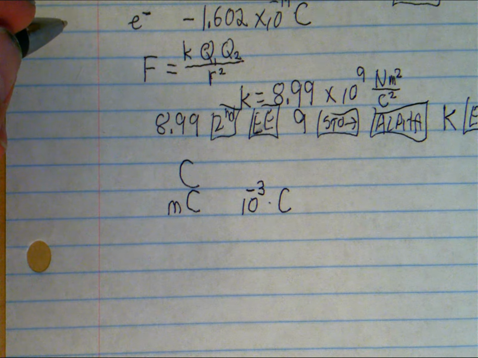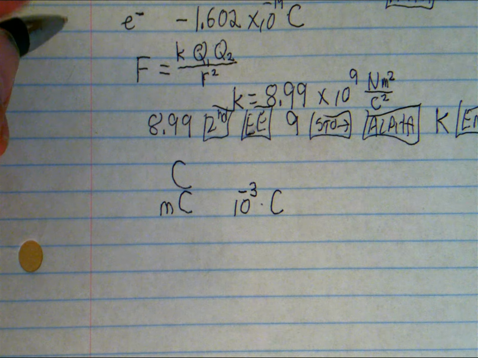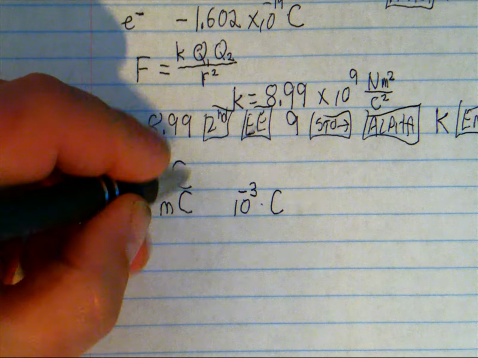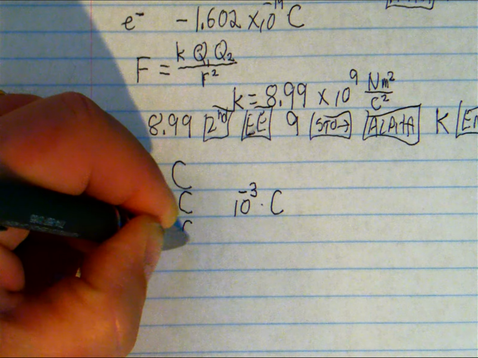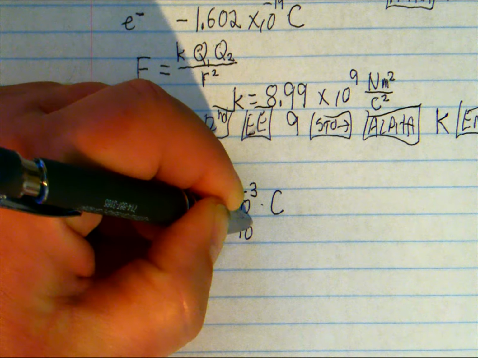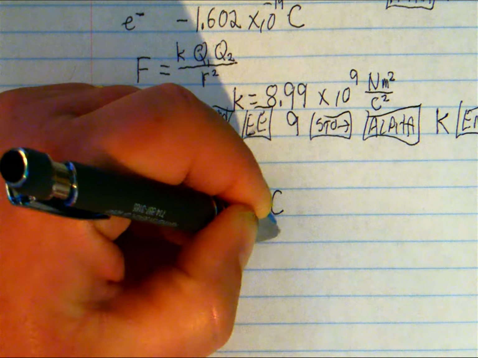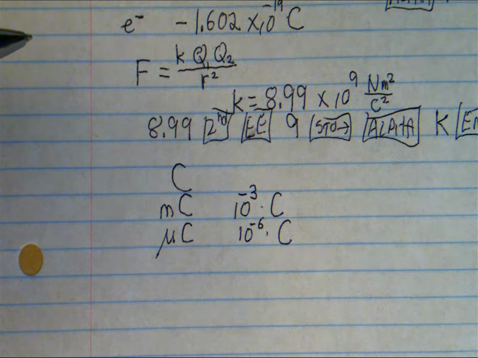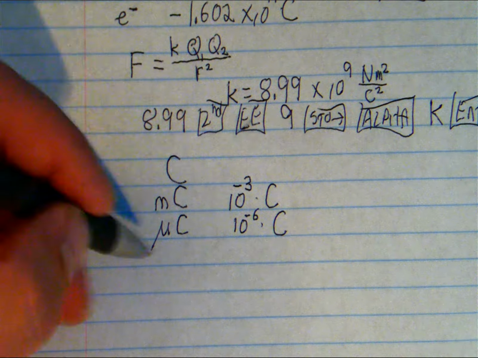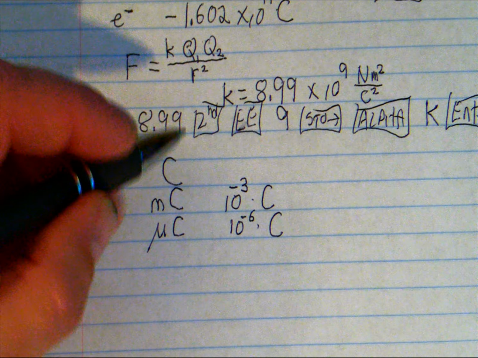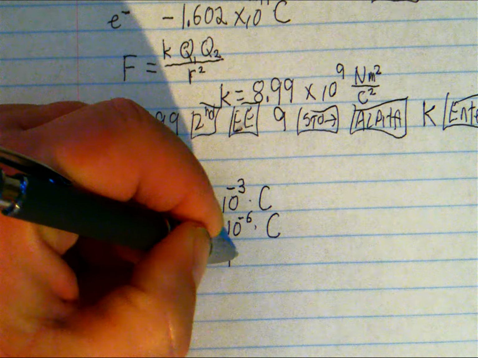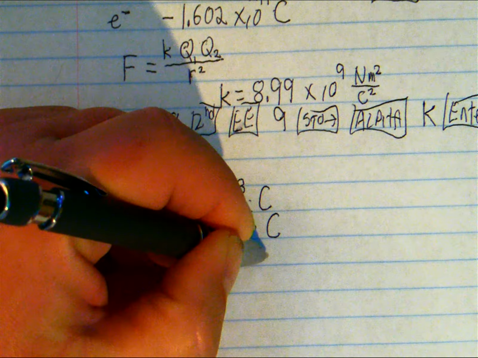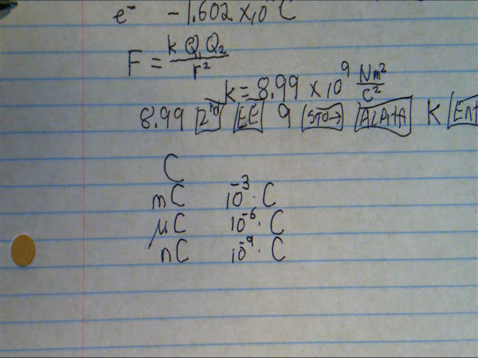That's still relatively a lot of electric charge. So sometimes we deal with microcoulombs. A micro is 10 to the negative 6 coulombs of charge. Even nanocoulombs, which is 10 to the negative 9th power, in this case of coulombs.